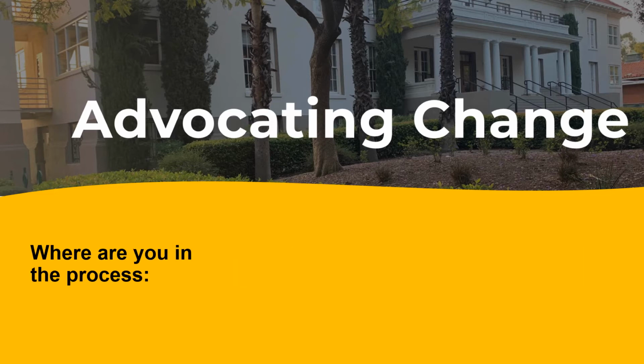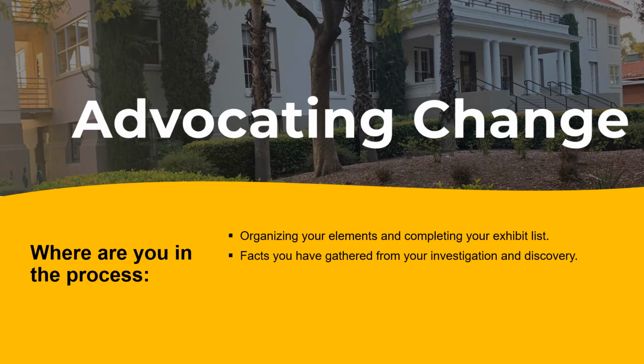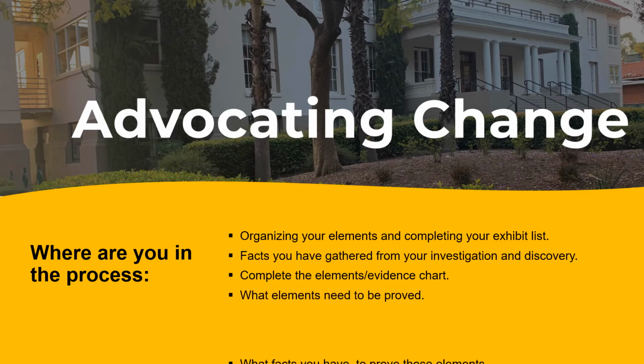Where are you in the process? This step is completed with the previous step, which is the witness list. However, instead of organizing your witnesses and completing a witness list, you are organizing your evidence and completing an exhibit list. The evidence you are organizing here is the facts you have gathered from your investigation, which is covered in Module 2, and your discovery, which is covered in Module 4. During this phase, you will also complete the elements evidence chart. This chart provides you an opportunity to see exactly what elements need to be proved and what facts you have to prove those elements.